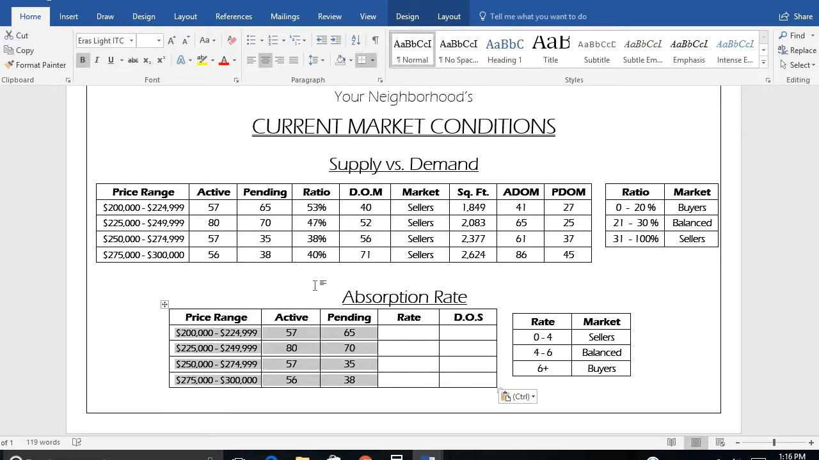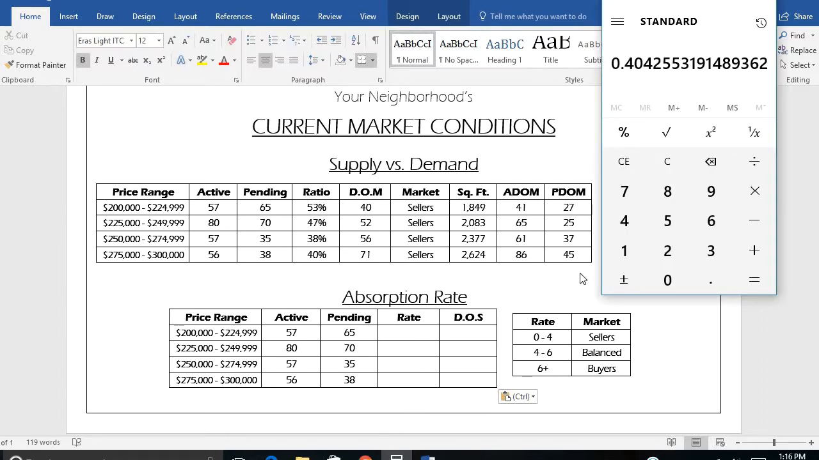Okay. So how we figure the rate or months of supply and days of supply is this. Up here, the ratio was pending divided by the total, right? Well, down here, it's going to be the opposite. We're going to take the total divided by pending, okay?